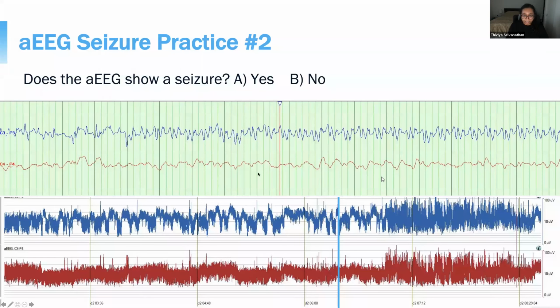All right, so I'll share the result of the poll with you. If we look at this AEEG seizure practice number 2, 90% of you voted that yes, this is a seizure, and that is correct. The elevation in the background corresponds to rhythmic activity that's seen on the left side as well.